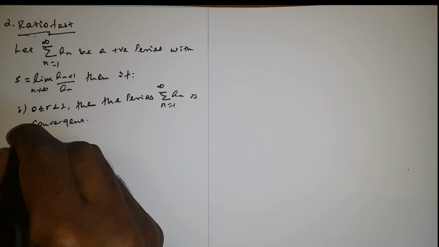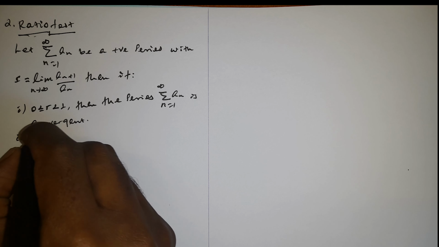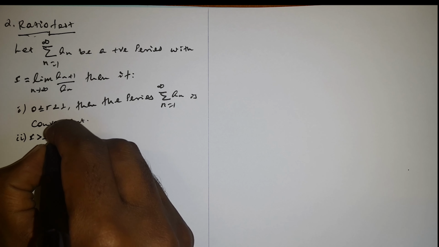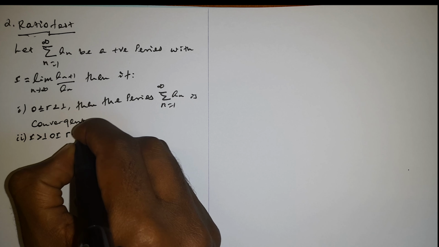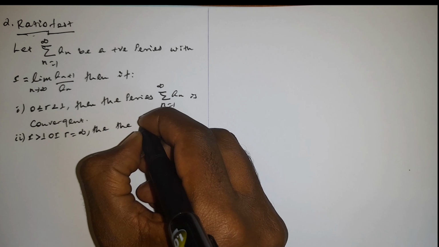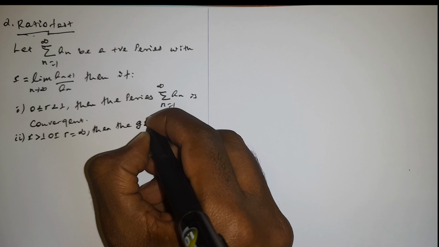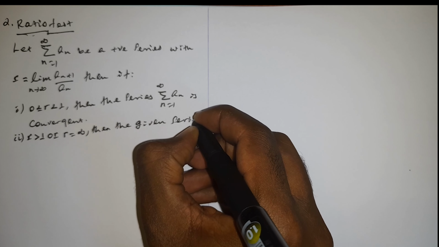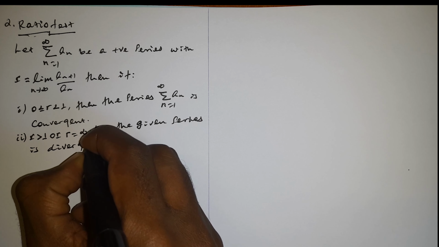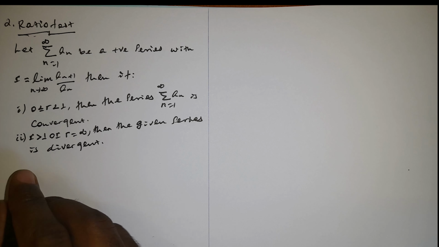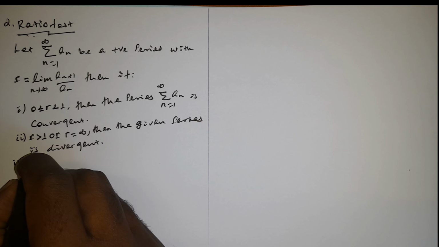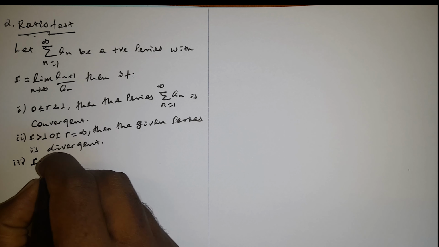And another one is, if r is strictly greater than 1 or r is equal to infinity, then the given series is divergent. The last and the third one is, if r is equal to 1, the test fails.